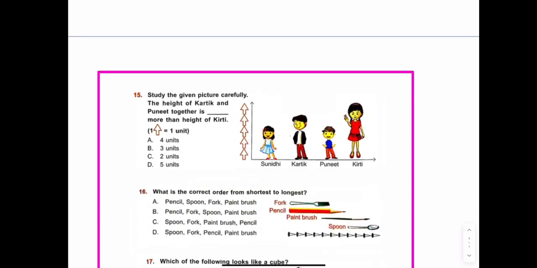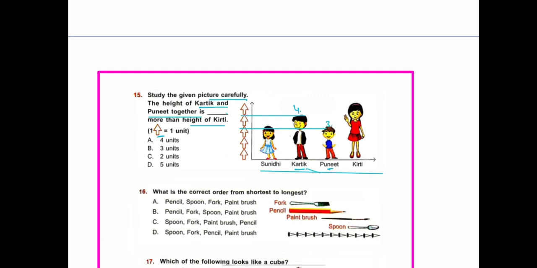Question 15. Study the given picture carefully. The height of Karthik and Puneet together is blank more than the height of Kirti. So these are the kids' names, and at this y axis, we have the arrow sign which is equal to 1 unit, and we have to find out the height of Karthik and Puneet together. So Karthik's height is equal to 4 units and Puneet's height is equal to 3 units.